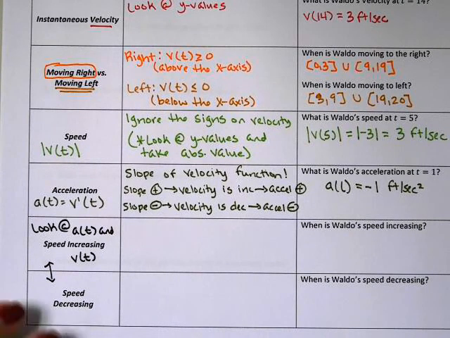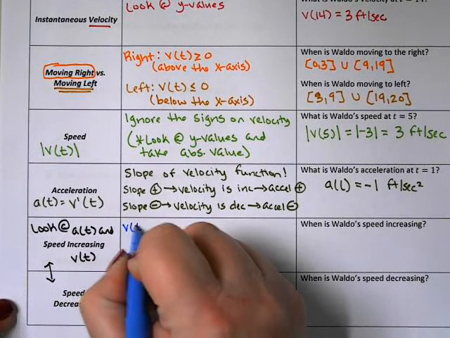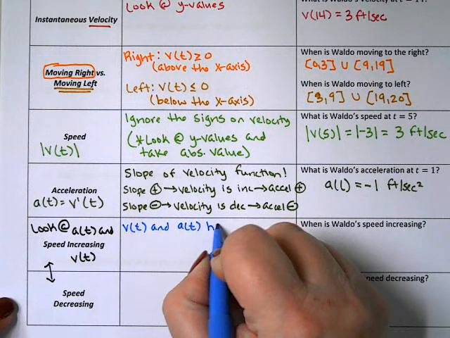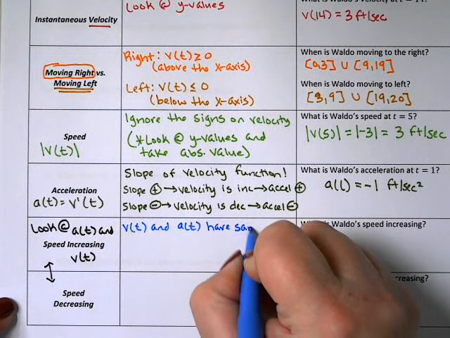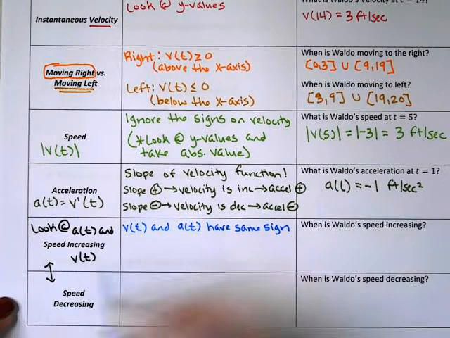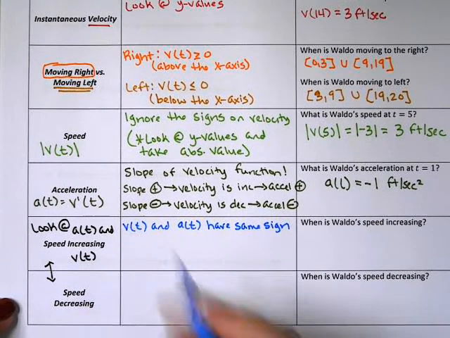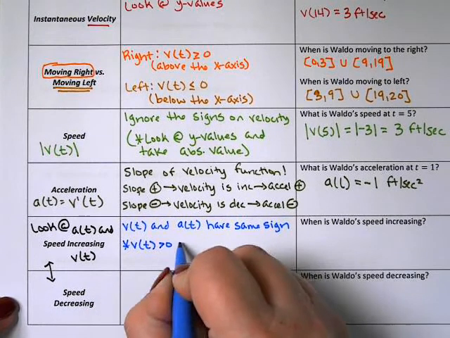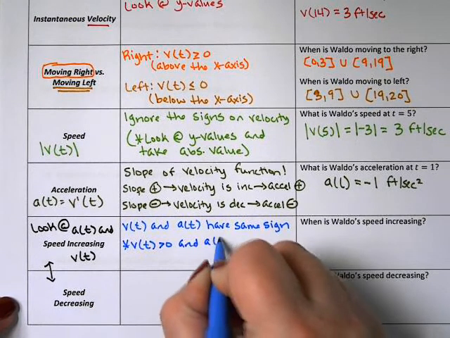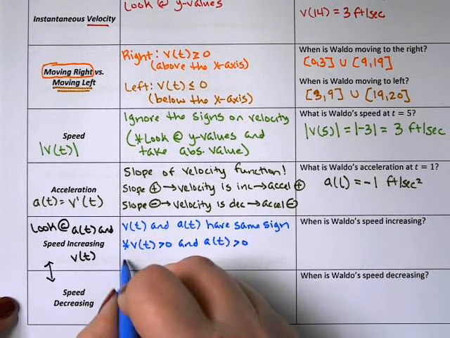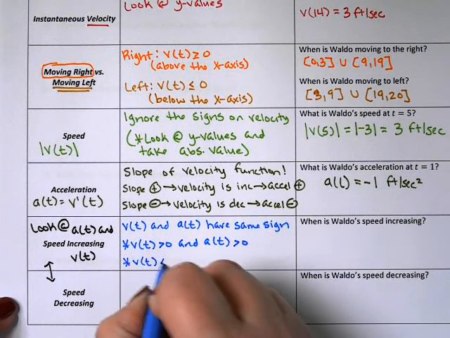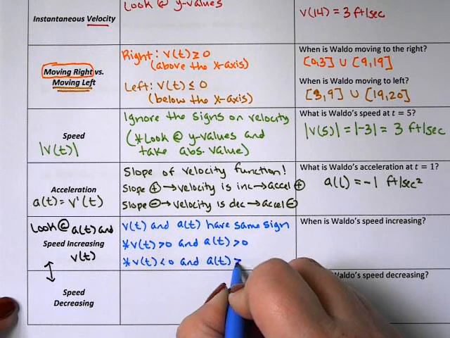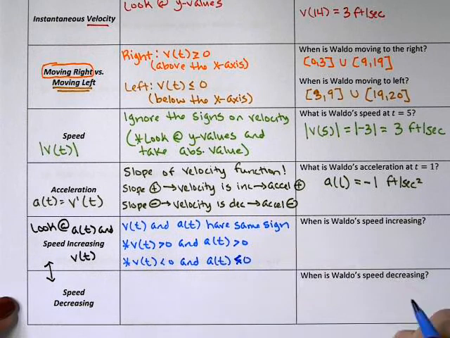So if the velocity function and acceleration function have the same sign, then we say that the speed is increasing. So really what that means is if the velocity is positive and the acceleration is positive, or if the velocity is negative and the acceleration is negative, less than 0.